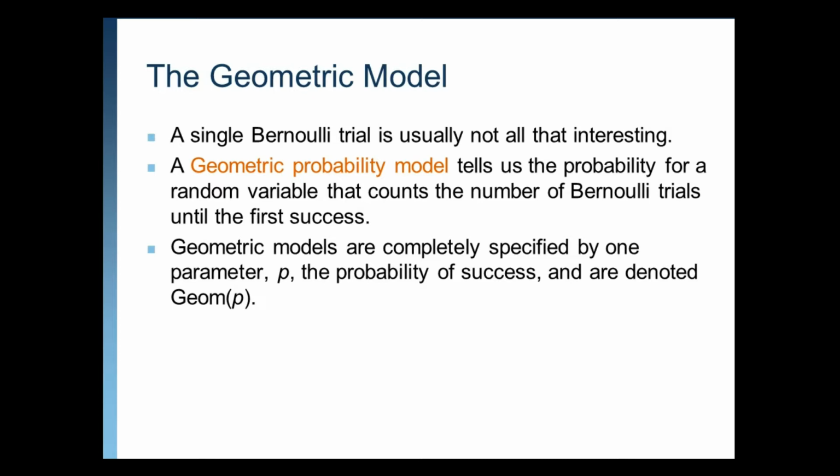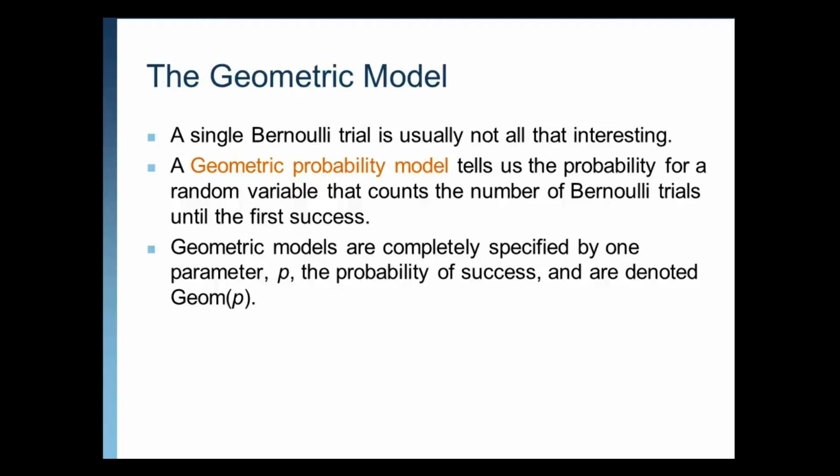So the geometric model is basically we're looking for the first success. So for instance, if we flip a coin, on average, how many times will it take us to be successful? Well, the answer is 2. On average it'll take us 2 flips. That doesn't mean it will take us 2 flips, that's an average. It could take us 1 flip, it could take us 10 flips.